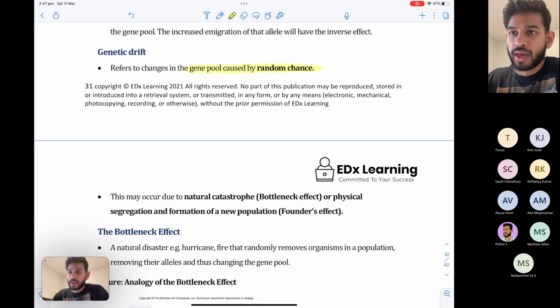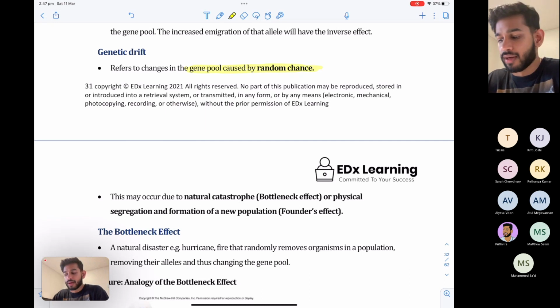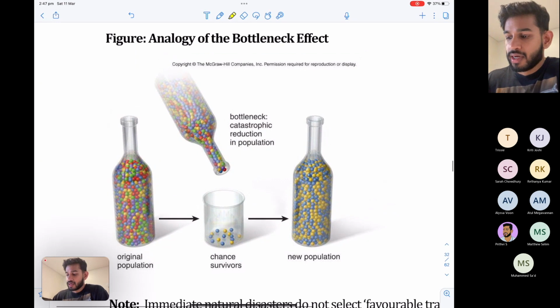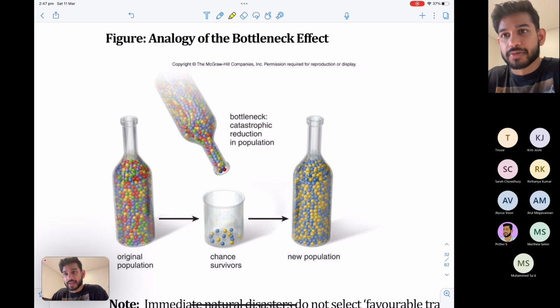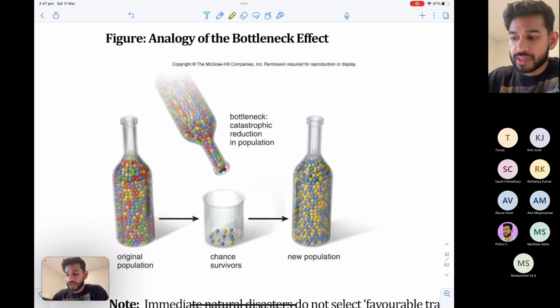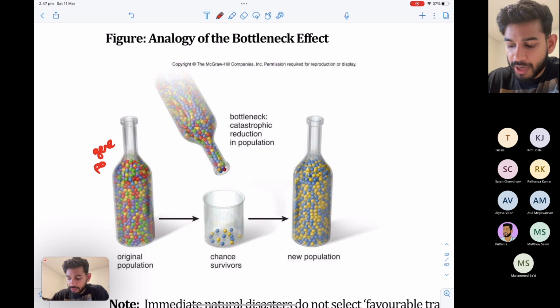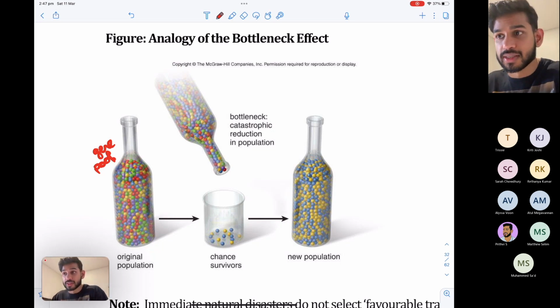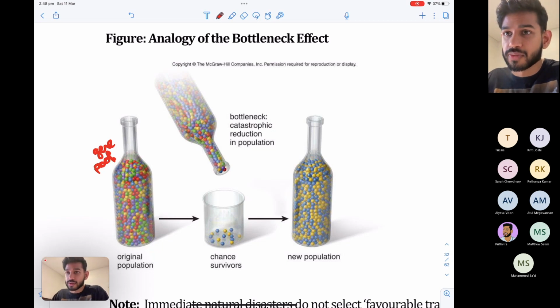Okay. Now, I explained one textbook example of this. So for natural disasters, we use this analogy of the bottleneck effect, right? And what this analogy is showing you is this is the original gene pool of the organism. Imagine there's a bottle with multiple different colored marbles, which represents the population, right? And the different colors represent the different alleles.